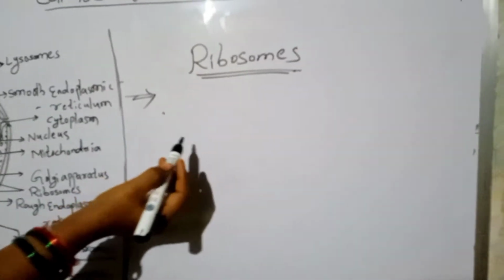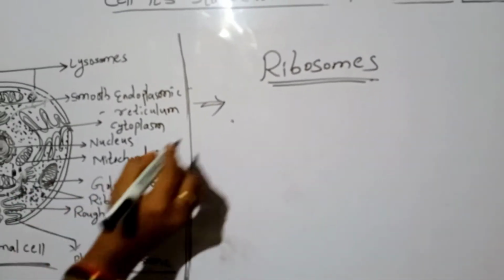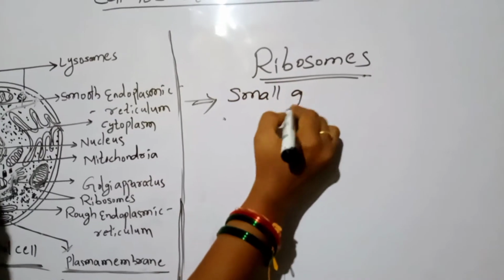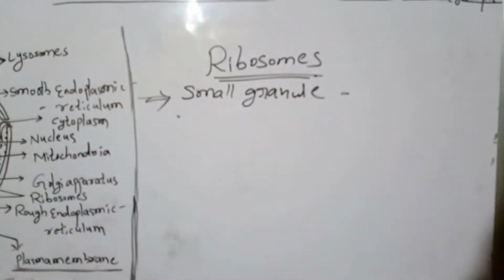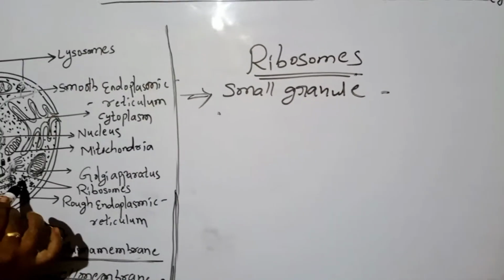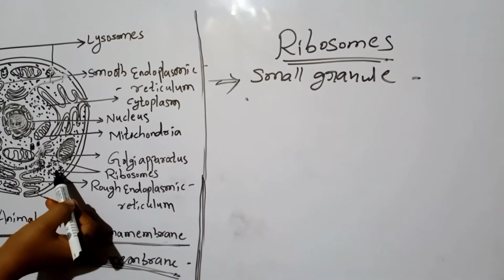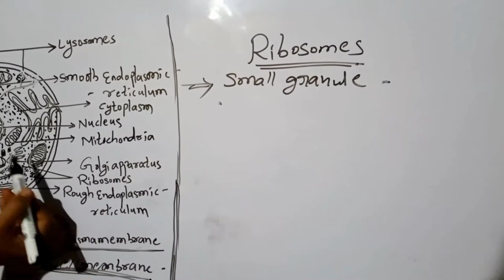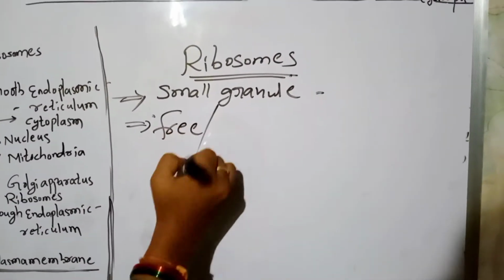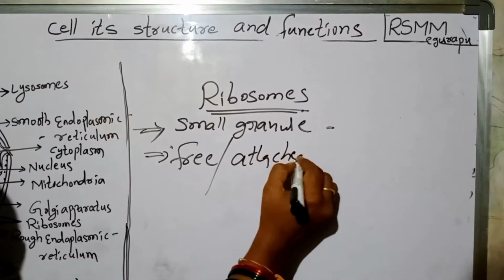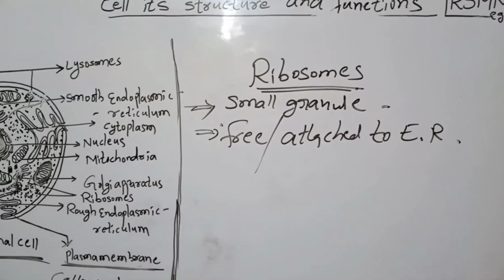What is the structure of ribosomes? Small granule-like structures. We are observing small granule-like structures in the cytoplasm. These are ribosomes. They may be free in the cytoplasm or attached to the endoplasmic reticulum, which we already discussed.